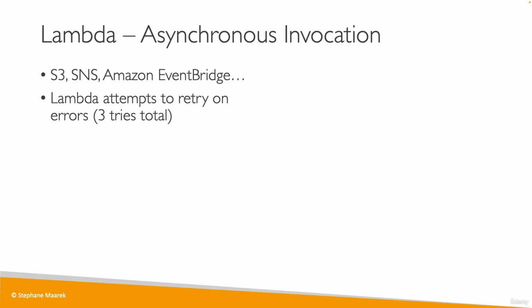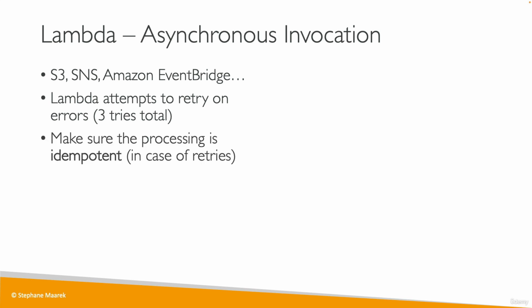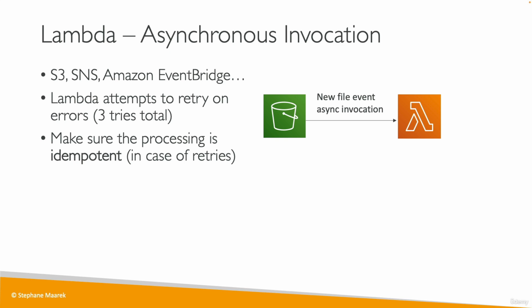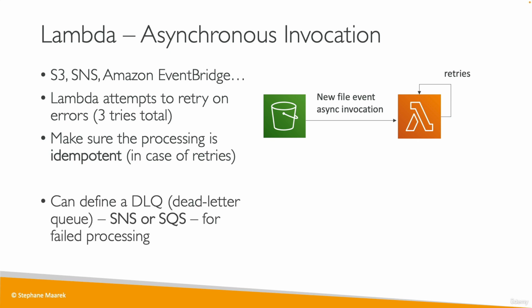And in case there is an error on the Lambda side, there will be retries on errors, so up to 3 total. And so therefore, the Lambda function can be run multiple times, and so you need to make sure that in case it runs multiple times, the processing is the same, and therefore it's called idempotency. So for example, if we take Amazon S3, there's a new file event, which is an asynchronous invocation on Lambda, and it can do retries. And when these retries fail, you can define a dead letter queue, DLQ, that could be SNS or SQS for processing the failed events. So we've seen asynchronous and synchronous invocations.